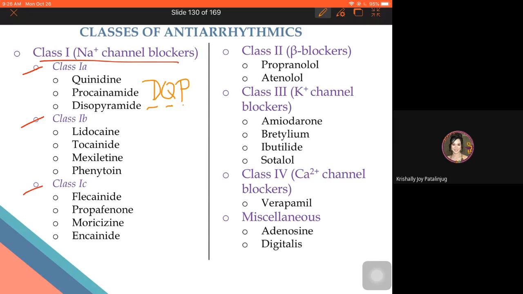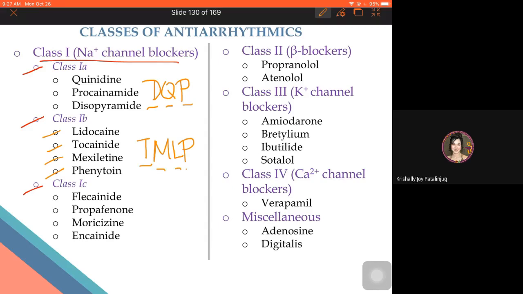What about class 1B? The common mnemonic is the things we put in a burger. For example, L is lettuce, T is tomato, M is mayonnaise, and P is for patties or pepper, depending on which you prefer. But as for my own style to remember class 1B, my mnemonic is TMLP. This is just for me.